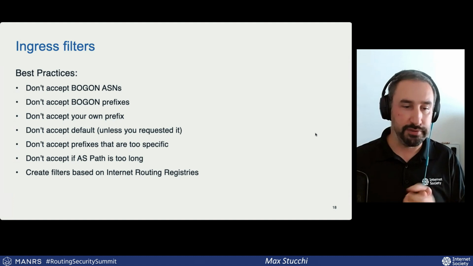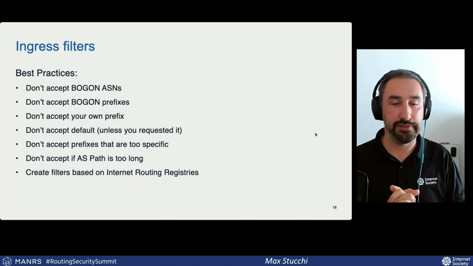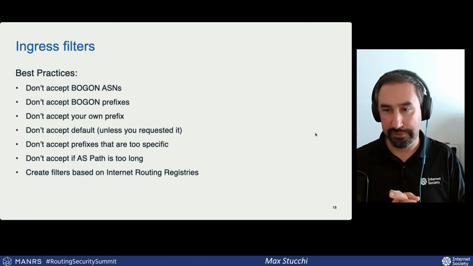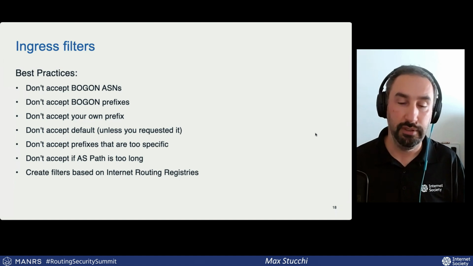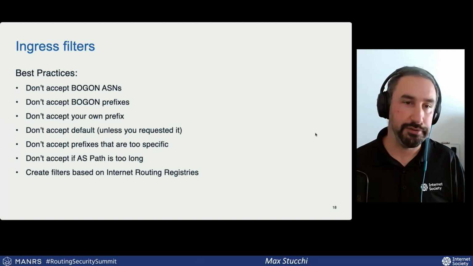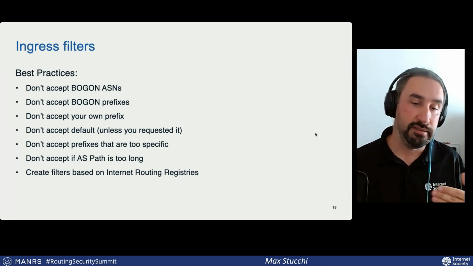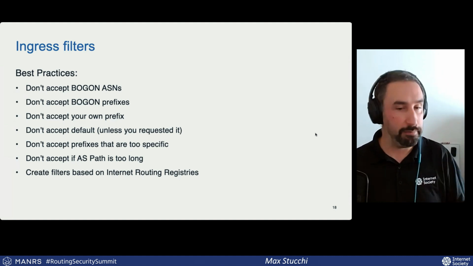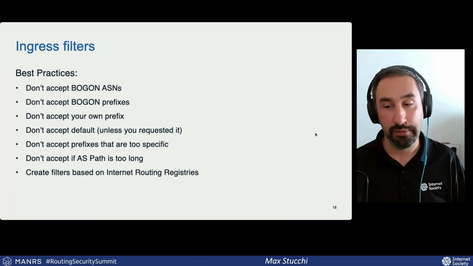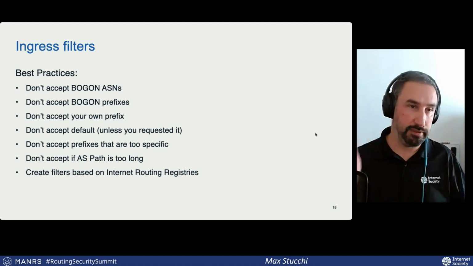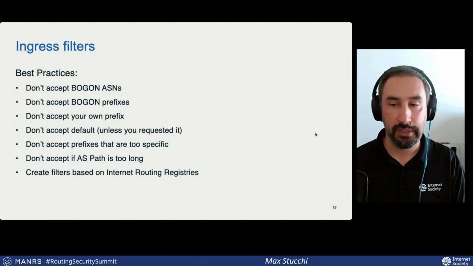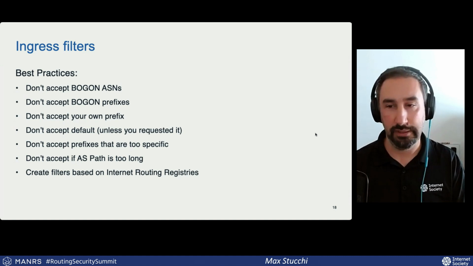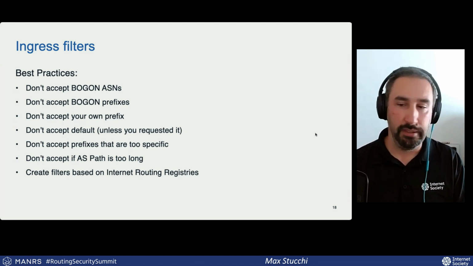There's no reason. And then create filters based on the IRRs, the Internet Routing Registries, because they are supposed to be holding the final truth about who is supposed to be originating prefixes, BGP announcements. But then there are some routing registries that are more reliable than others. So the regional registries, one of the 5 regional registries, are the ones I would trust more than others, such as RADB or AltDB or others.